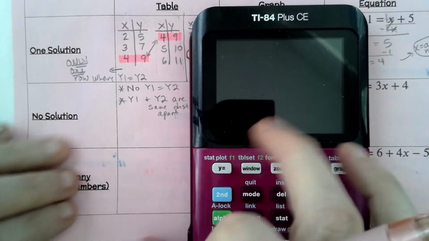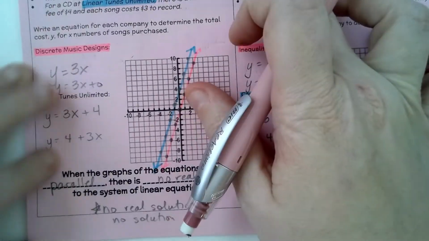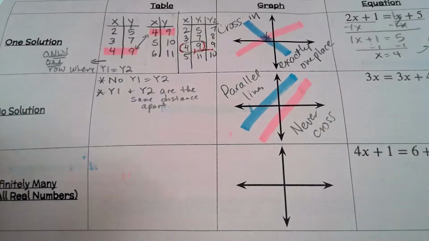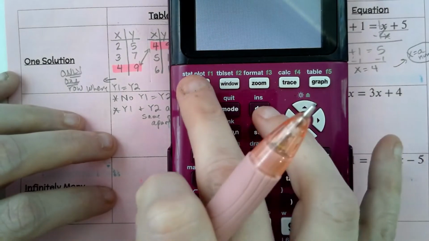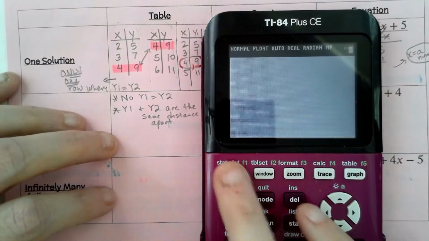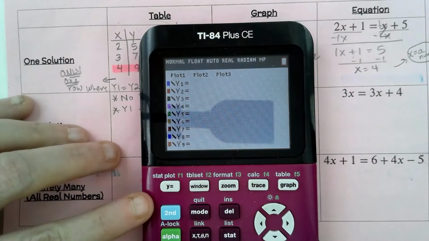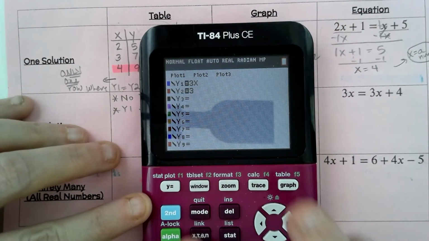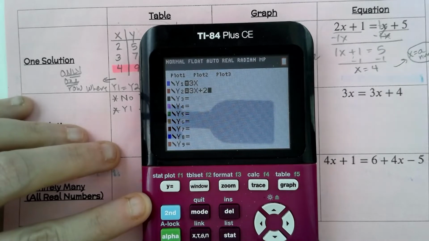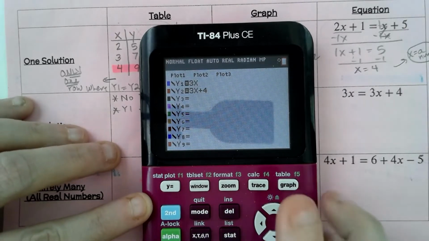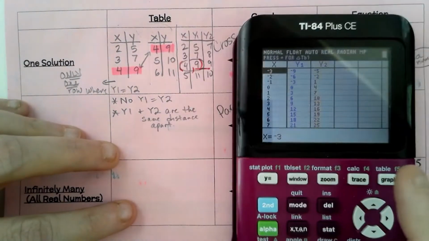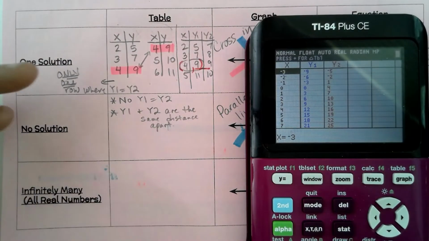We're going to put the two equations from this. We had 3x and 3x plus 4. So we're going to put those into our calculator.